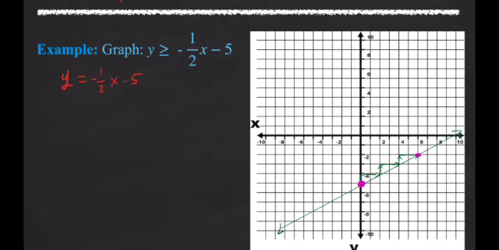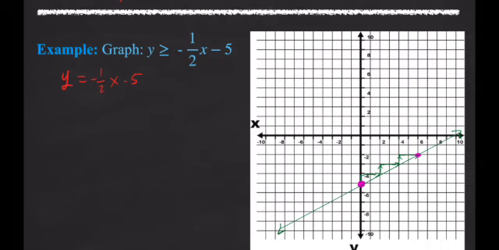So let's look at our inequality. Is it going to be a solid line or a dashed line? The answer is it's going to be solid because we have this fancy little line underneath. That means it can be equal. This means that the boundary is part of the solution. The boundary would not be excluded from our solution set. So if we chose a point on that line, it would satisfy the inequality.